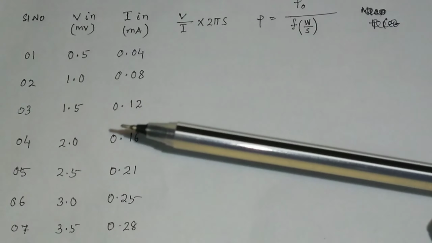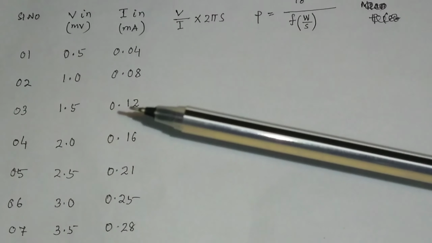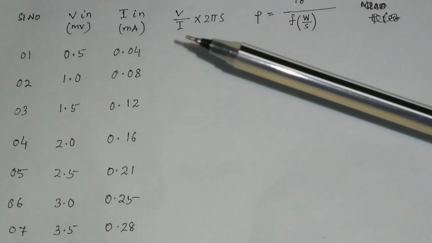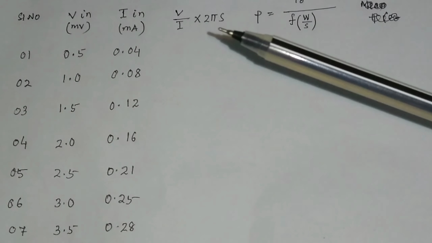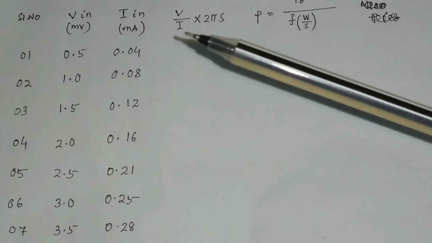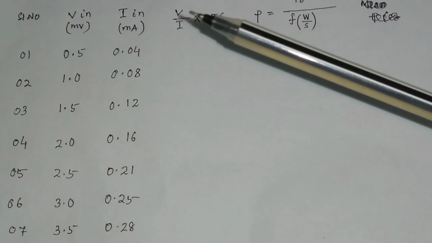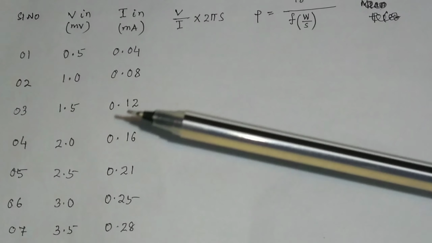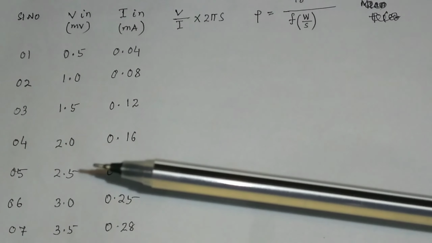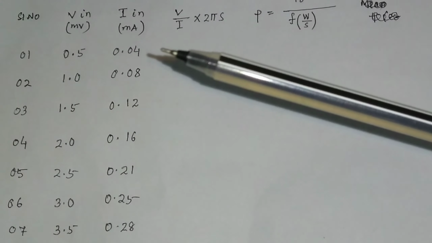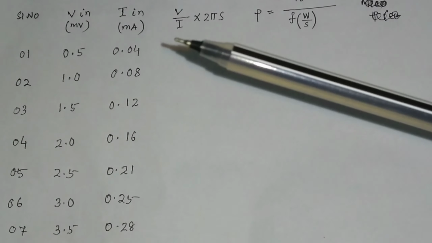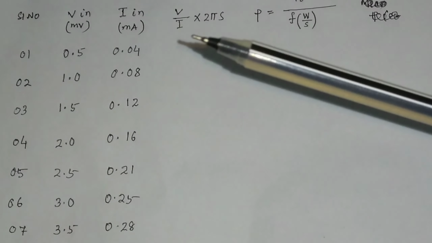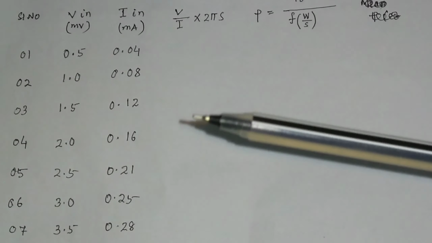After getting these values, you can plot a graph between the voltage and current, and from the slope of the graph you can calculate V by I, and by multiplying by 2 pi S you can get the value of rho 0. This is the value of rho 0. Either you calculate the value of V by I from the plotting of the graph by taking these values, or you can individually calculate the value of V by I by dividing V with I and multiplying by 2 pi S, and you take the mean.